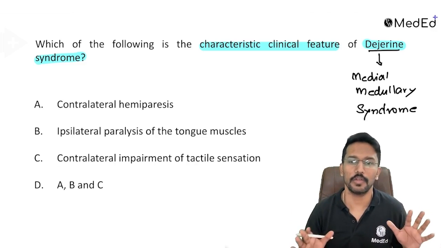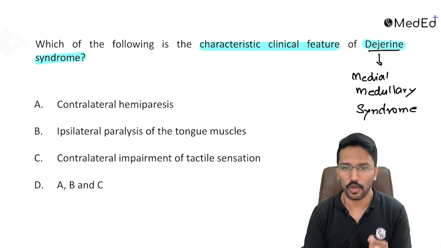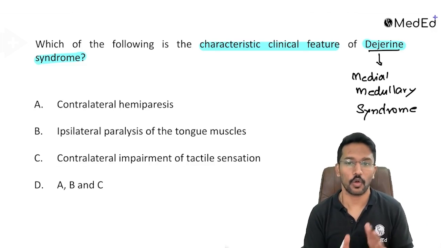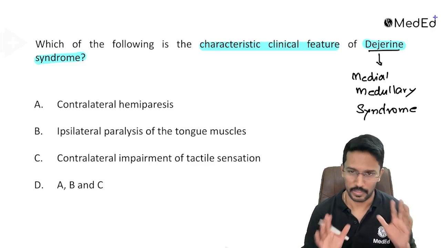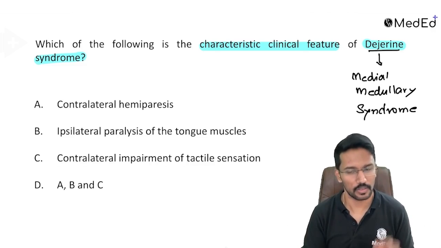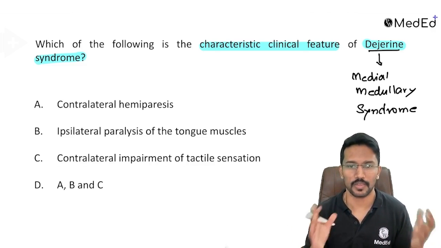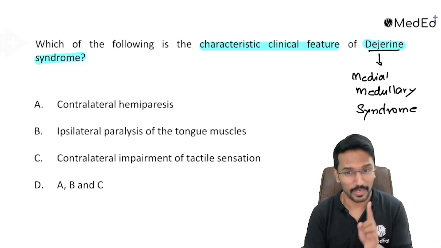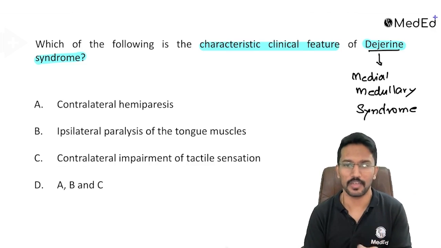Now, generally, when we talk about brainstem involvement, what we basically know is we can get crossed hemiplegia, that is contralateral hemiplegia, with ipsilateral cranial nerve deficits. But that is only possible when the pyramidal tract is involved.